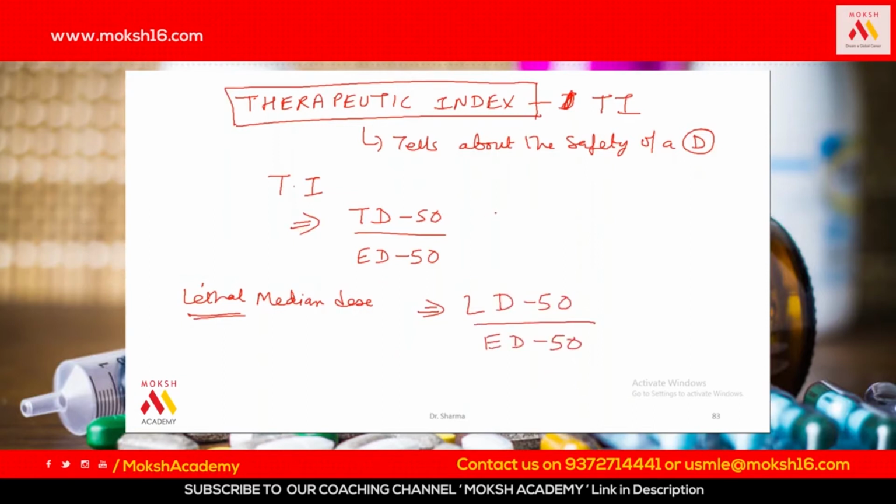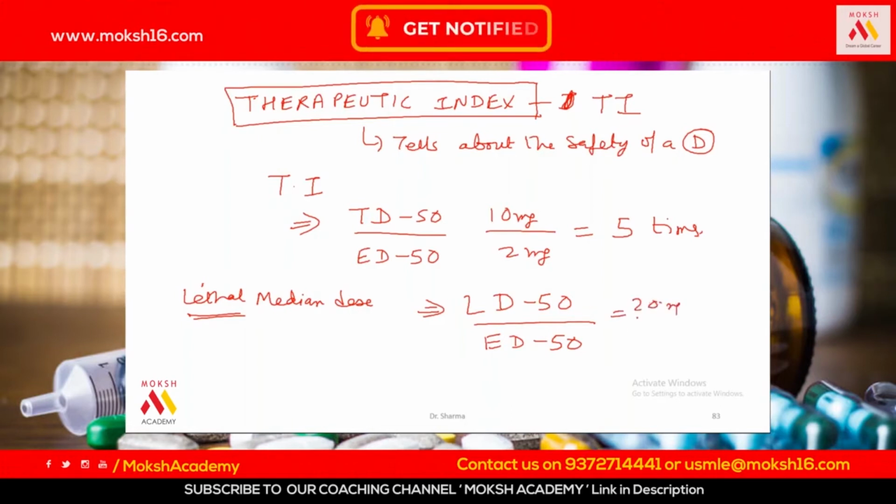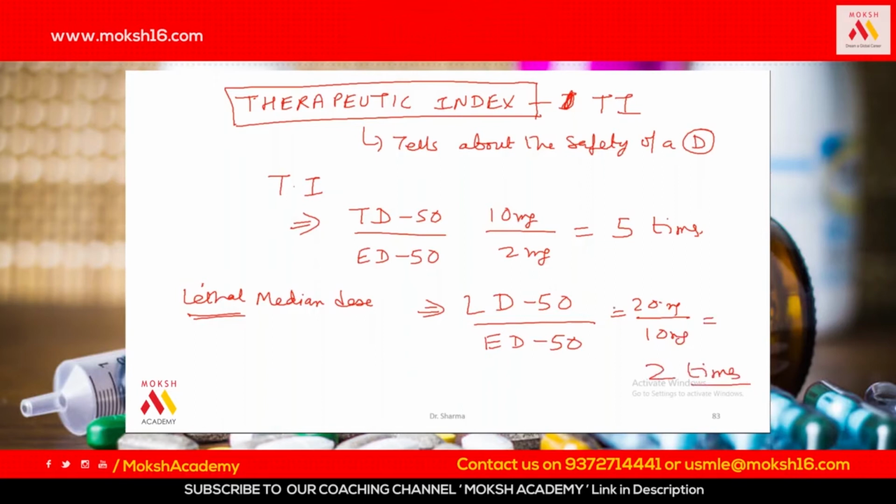Let's say the drug is toxic at 10 milligram and the effective dose was 2 milligram. So 5 times the effective dose is a lethal dose, I mean the toxic dose. And let's say it becomes lethal at 20 milligram and the effective dose was 10 milligram. So at 2 times the effective dose, the drug can turn into a lethal dose.